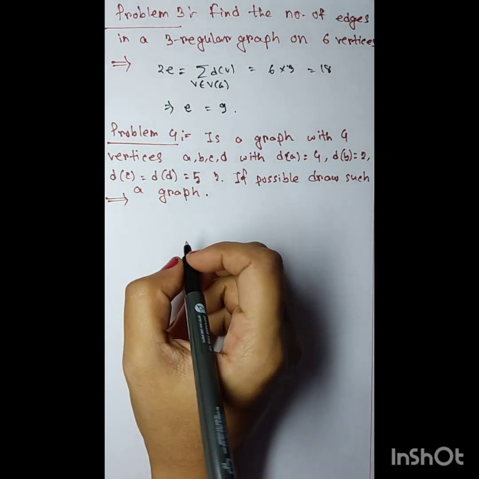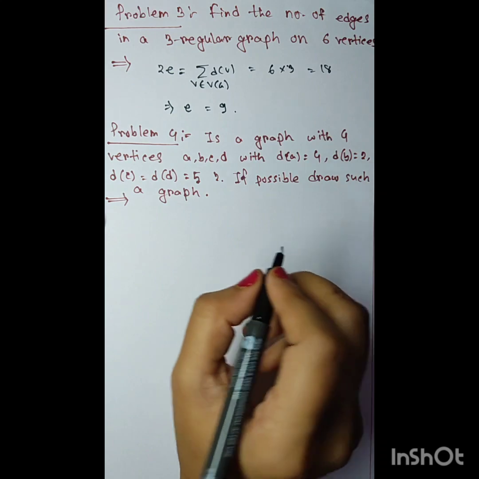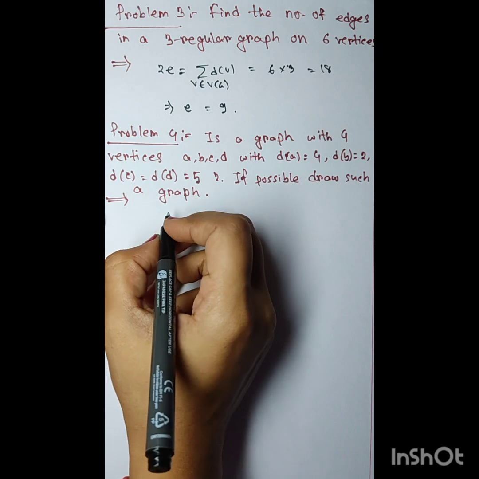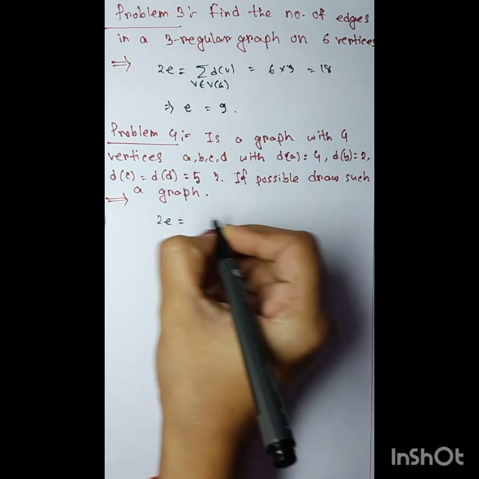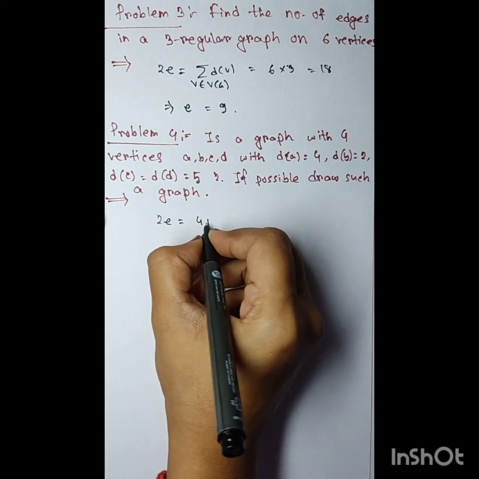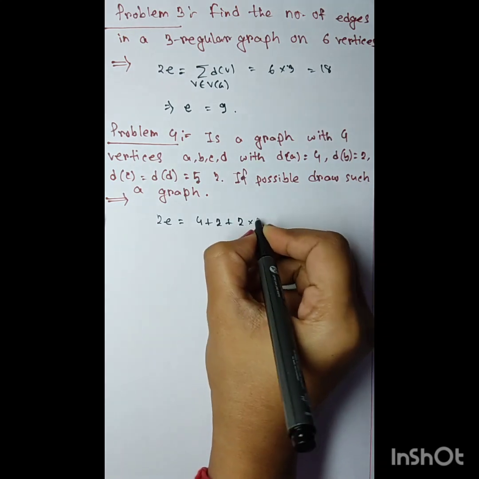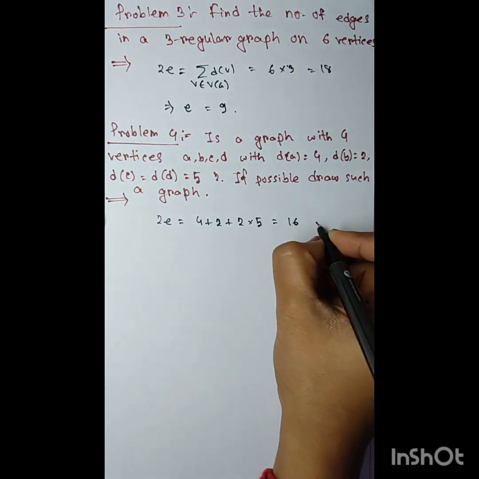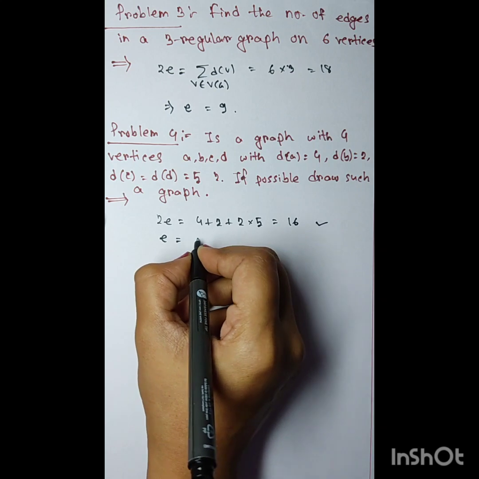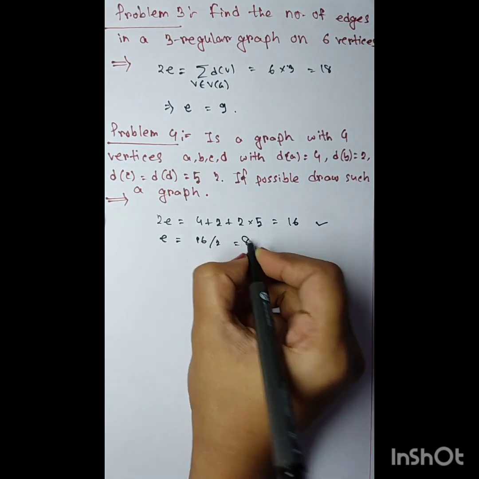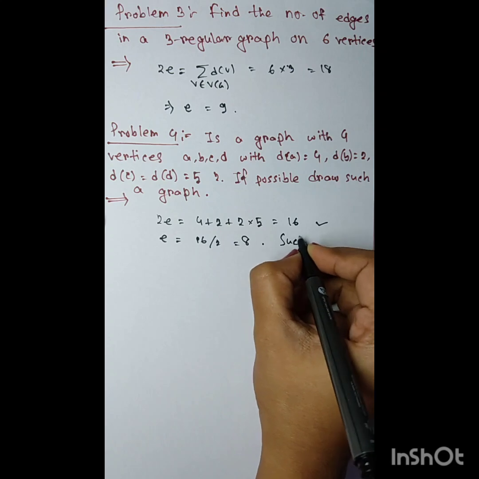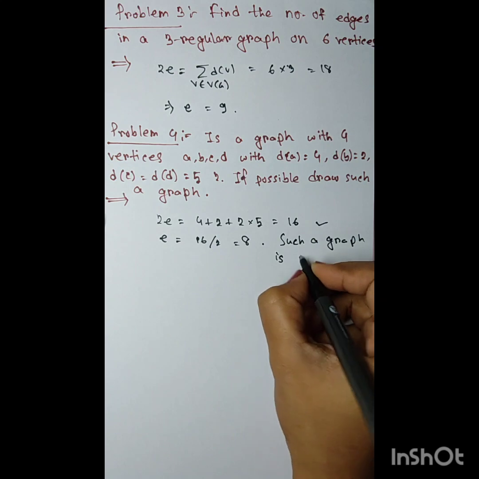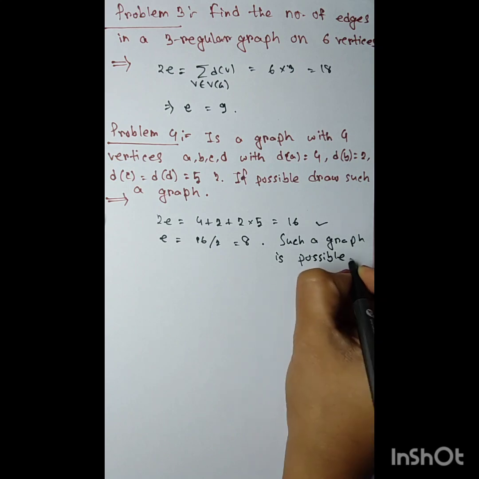So firstly we will check whether such a graph is possible or not by checking that the total degree is equal to twice E. So twice E is equal to 4 plus 2 plus 2 into 5, which is equal to 6 plus 10, so 16. So such a graph is possible, and the number of edges will be 16 by 2, which is equal to 8. So such a graph is first of all possible. So we need to draw such a graph.